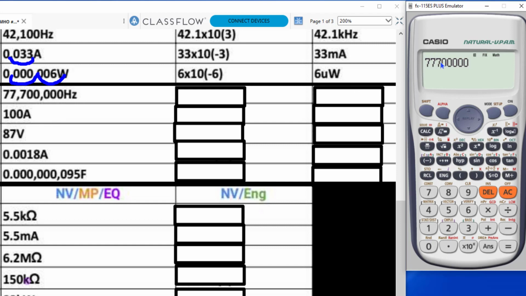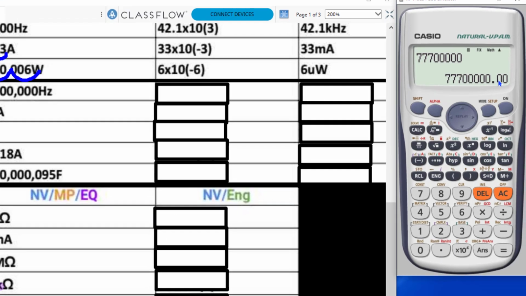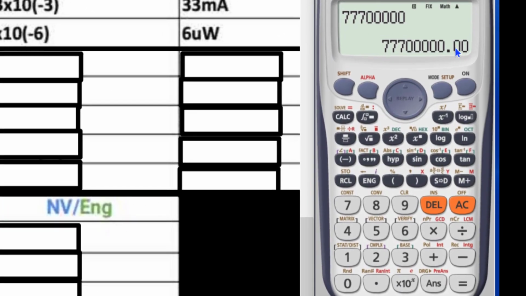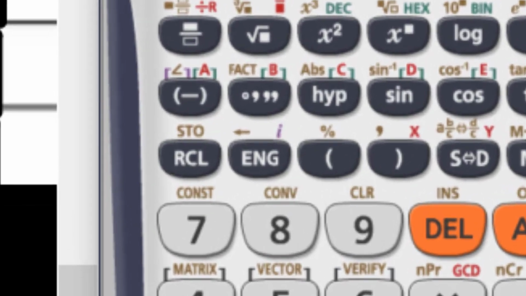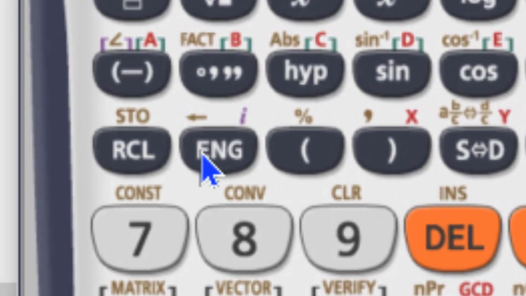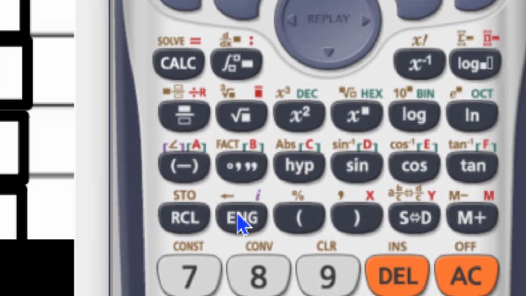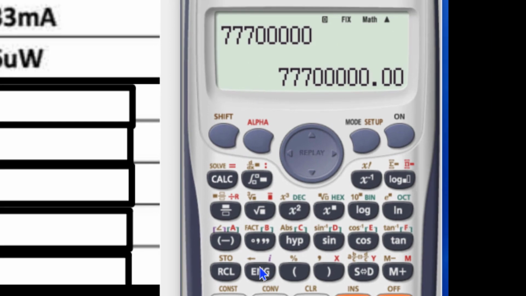77,700,000 hertz. All right, so I punched the number in my calculator. I hit equals, and it seems like nothing happened, but nothing was supposed to happen yet. You're not in scientific, so it didn't convert it to scientific. We didn't really want it to. All that really matters is you're going to hit this engineering button right here. And when you hit this engineering button, it will convert it for you into engineering. So I hit the engineering button. So 77 times 10 to the 6th.